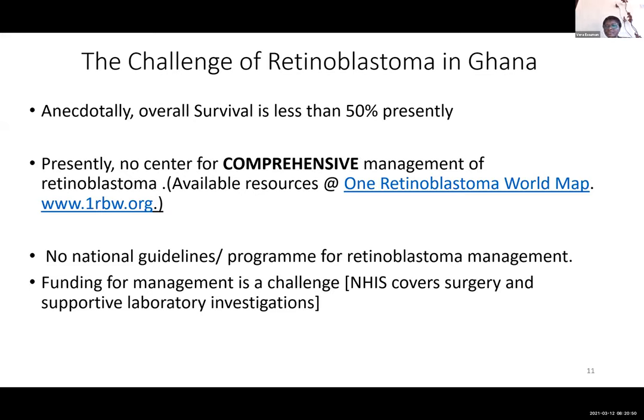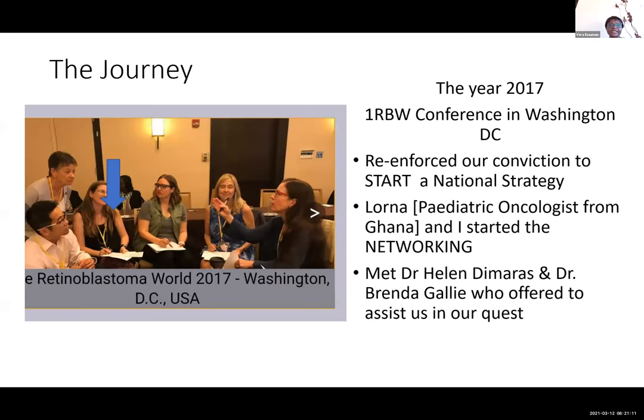We also do not have any national guidelines or program for retinoblastoma management, and funding has been a challenge. Even though we have a national health insurance scheme, it doesn't cover a lot of the things related to retinoblastoma.